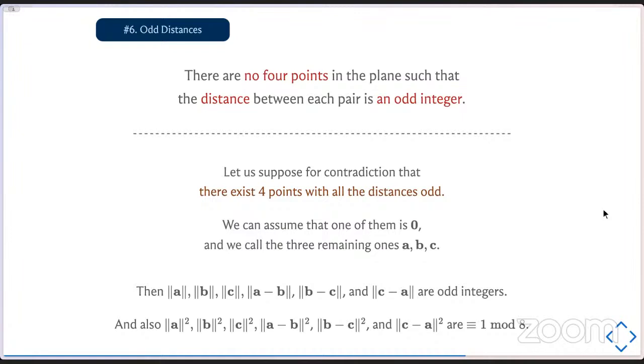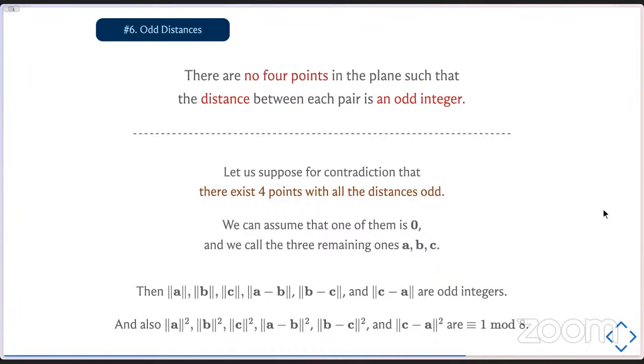So the way we are going to do this is just a little bit of magic in a short computation. The proof is by contradiction. We start by assuming that there are 4 points whose pairwise distances are odd. And without loss of generality, just put one of them at 0 on your coordinate plane. You can do this just by an appropriate translation, so that's fine. And so the 3 remaining points, I'm denoting A, B, and C. So we have 1 point at 0 and these 3 other points.